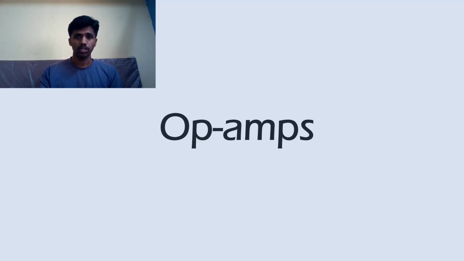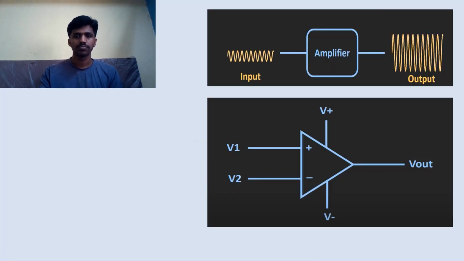In this video, I am going to explain about op-amp. Op-amp is nothing but operational amplifier. Amplifier is nothing but which amplifies the input signal, and we can observe the high amplified value at the output. The second figure shows us the operational amplifier.